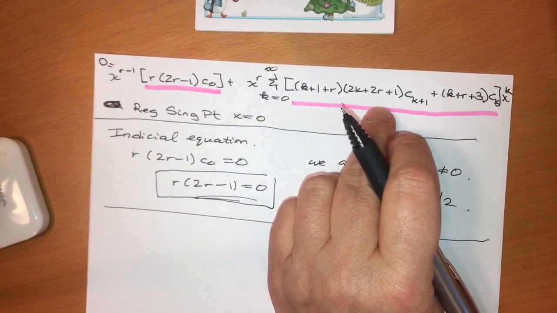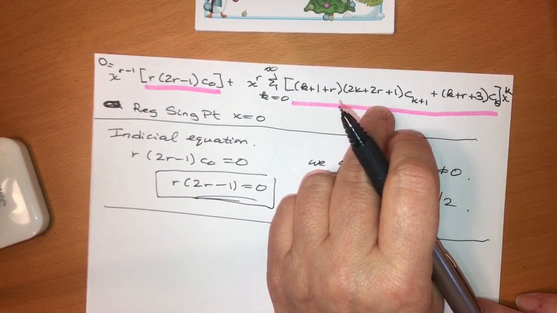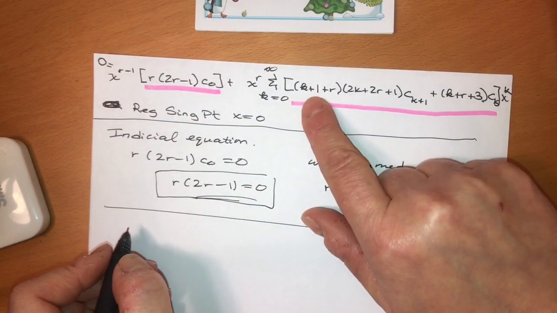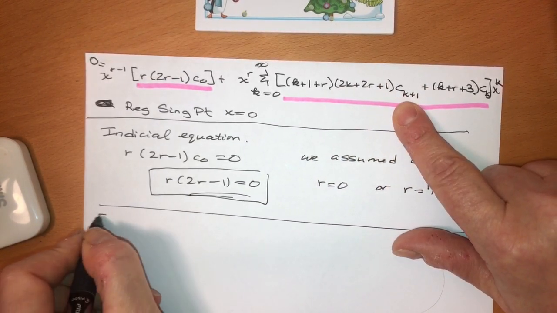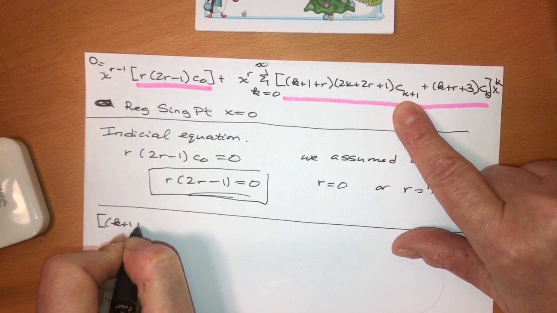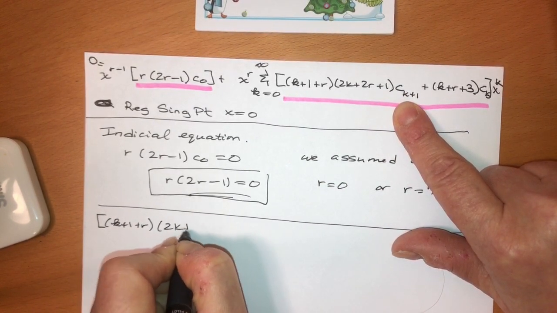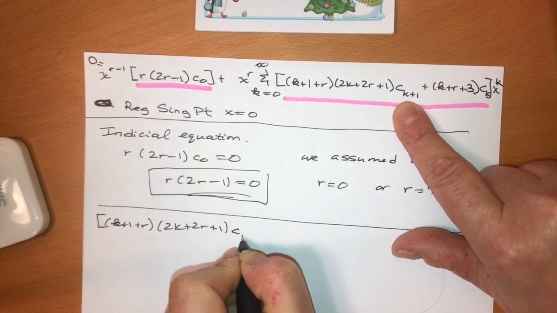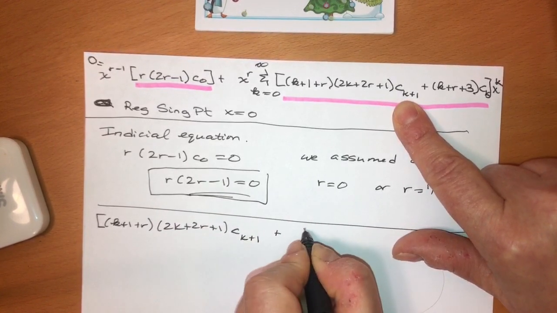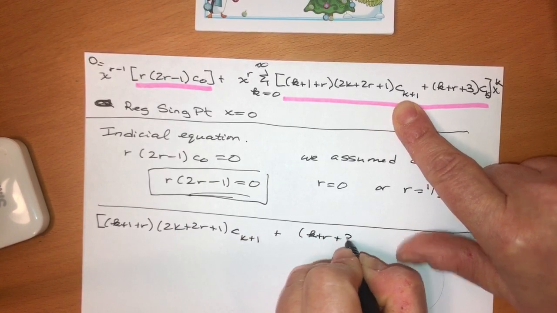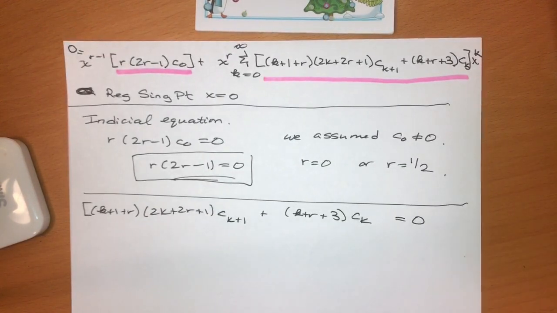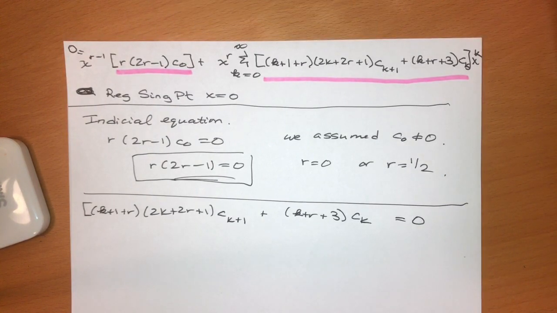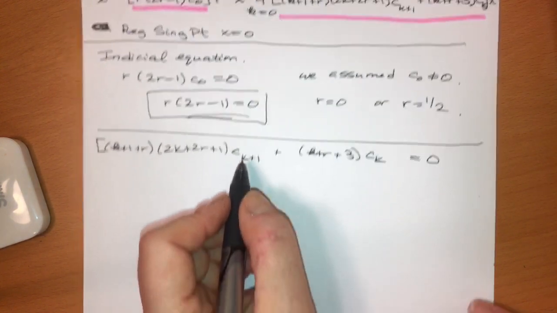This other pink piece here gives you your recurrence relation for the coefficients. So we're going to need this big expression equal to 0. So that's what we want to happen. And if that's going to happen, then that means that we can solve this for c sub k plus 1.